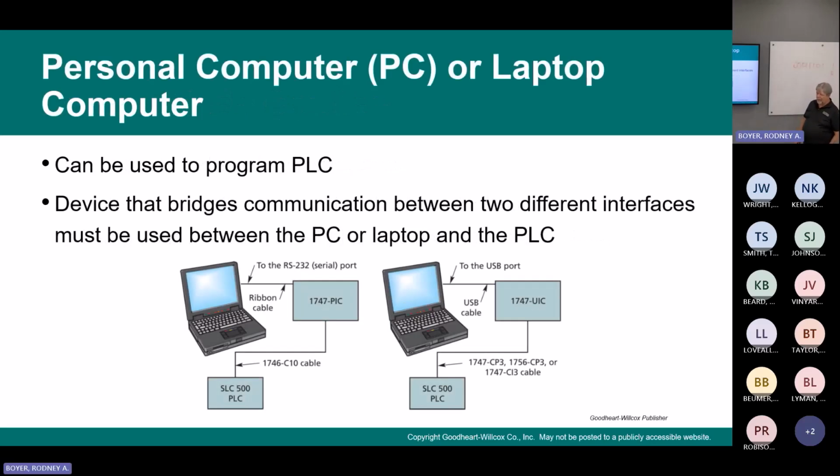A personal computer or laptop can be used to program a PLC. The PIC module was used with good old fashioned 9-pin D-sub RS-232 COM ports. And the UIC was used once USB became a thing. Nowadays, we choose Ethernet.